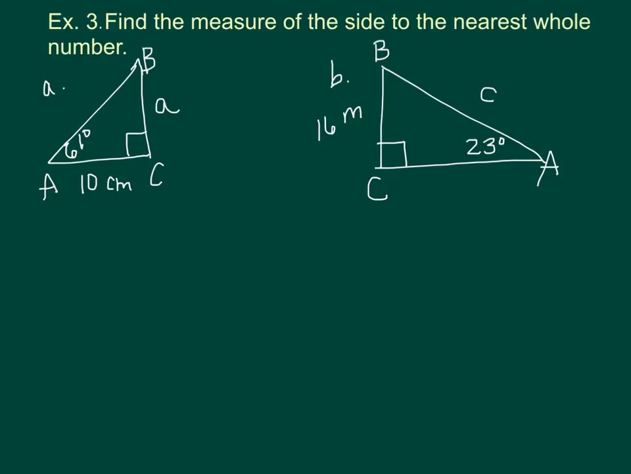Now we're going to use everything we learned for example 3 and find the measure of the side that they indicate to the nearest whole number. This is where we need to remember SOHCAHTOA, so we'll know which trig ratio to use to help us find the missing side. And since our angles are in degrees, change your calculator back to degree mode.